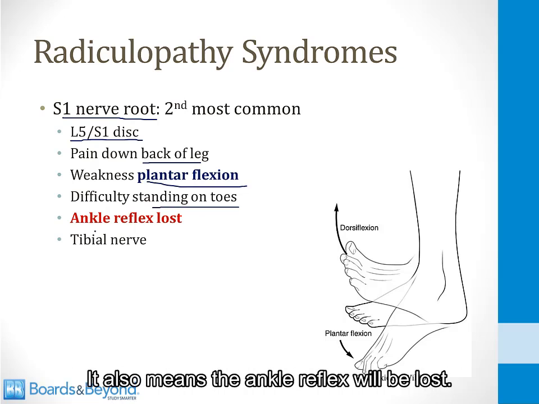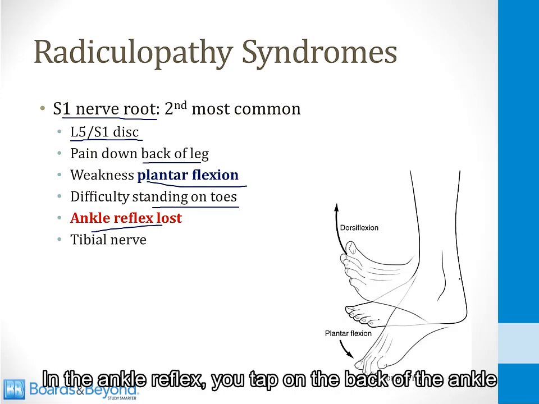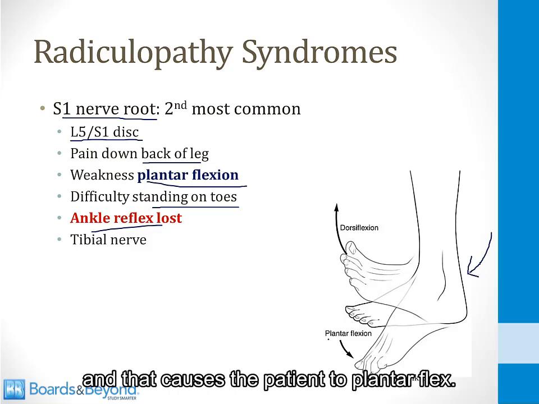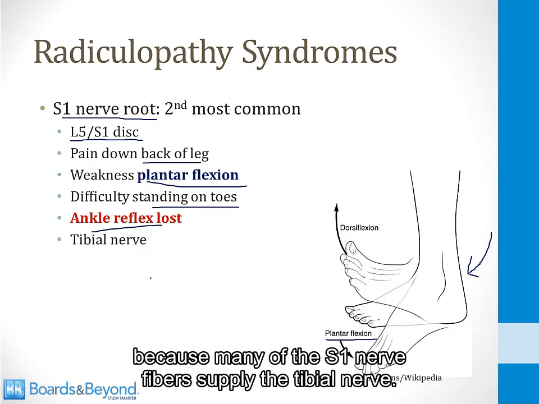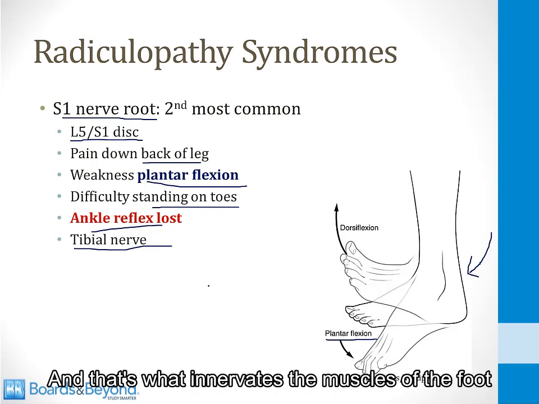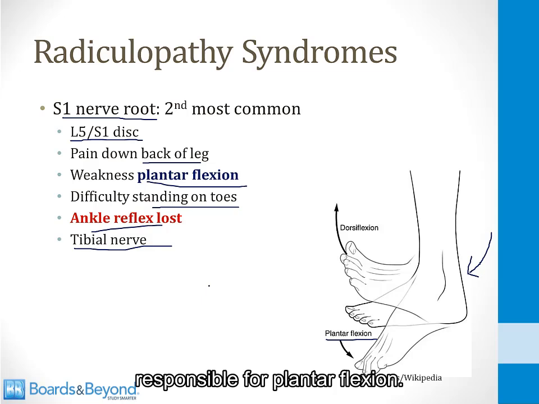It also means the ankle reflex will be lost. In the ankle reflex, you tap on the back of the ankle with a reflex hammer, and that causes the patient to plantar flex. This will be weakened or lost if there is an S1 nerve root lesion. The reason this is the case is because many of the S1 nerve fibers supply the tibial nerve, and that's what innervates the muscles of the foot responsible for plantar flexion.